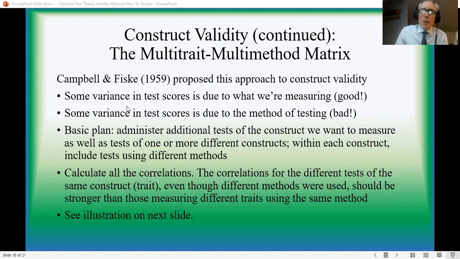There came to be this idea of a multi-trait, multi-method matrix. This was introduced by Campbell and Fiske, late 1950s, early 60s. What they pointed out, and to my thinking, by the way, there's a problem with this, which I'll get to, is that some of the variance in test scores is because of what we're measuring. So I have a measure of reading comprehension. Some of what I'm getting is in fact measuring reading comprehension. Hurrah. But some of it is due to how I'm testing you.